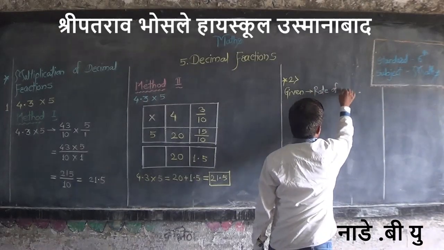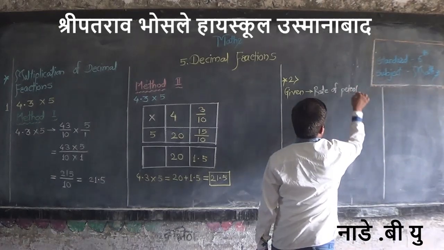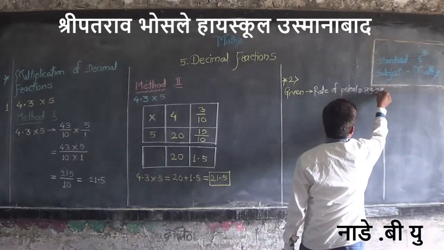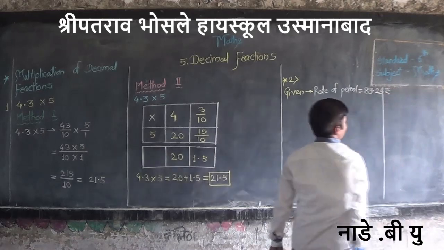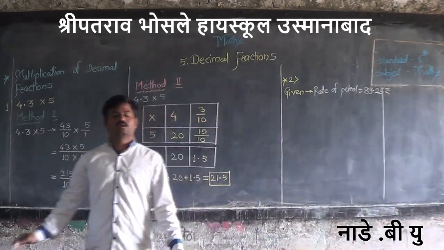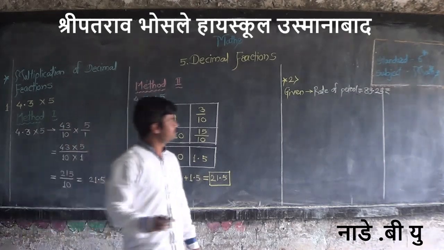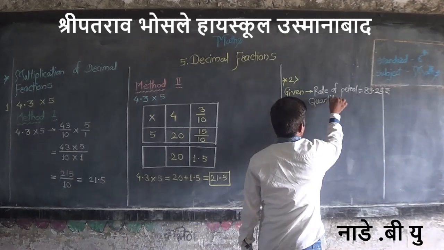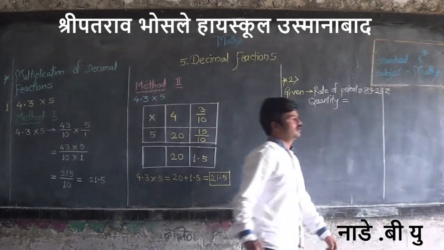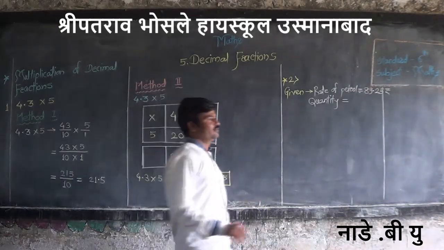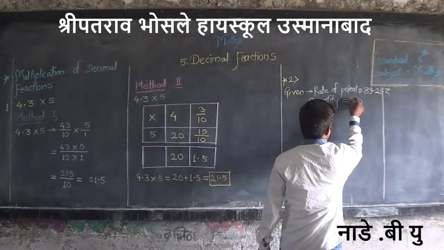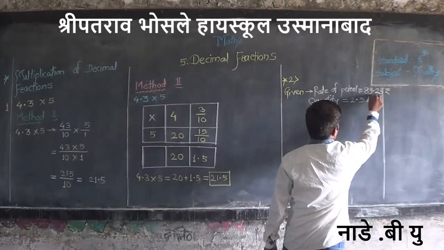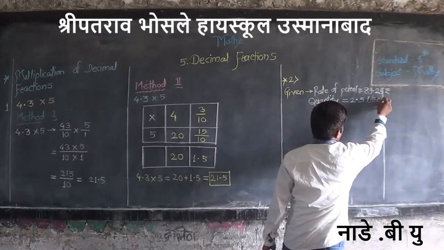Rate of petrol is 89.25 rupees, and the quantity of petrol is 2.5 liters. We can write it using numbers: 2.5 liters.